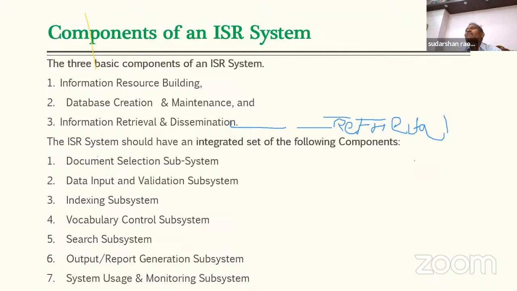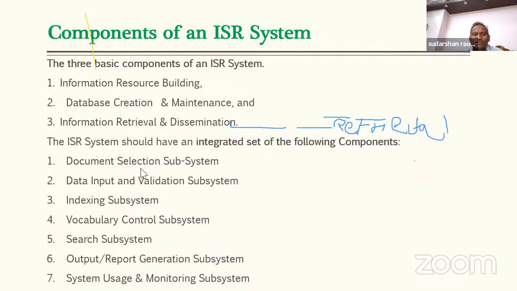Otherwise, what happens? They will tell you, close it, there's no need. This much funding is not required for you. This many people are not required here because it's not in use, isn't it? So system usage data is always really required. These are all the components in an ISR system. These are all the subsystems in an ISR system.